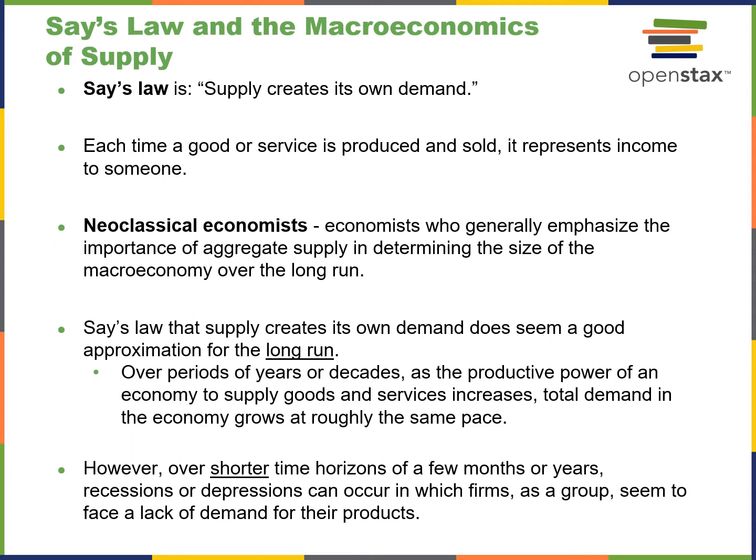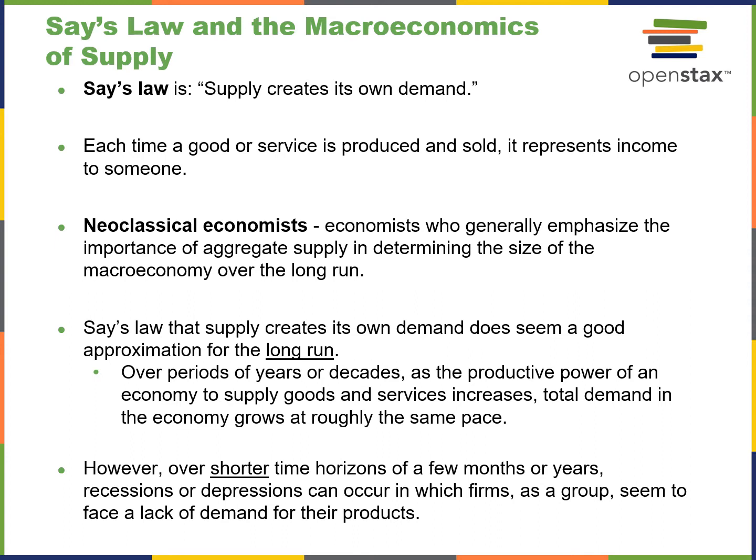So we have Say's Law and the macroeconomics of supply, or you may have heard the term supply-sider. They postulate that supply creates its own demand. Each time a good or service is produced and sold, it represents income to someone. The neoclassical economists generally emphasize the importance of aggregate supply and determine the size of a macroeconomy in the long term. Say's Law says that supply creates its own demand. It does seem a good approximation for the longer run.